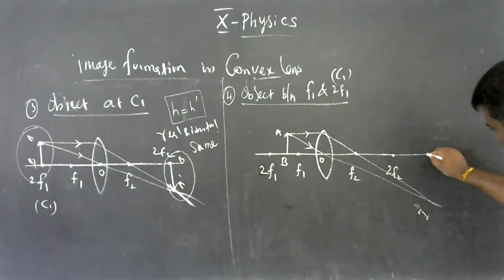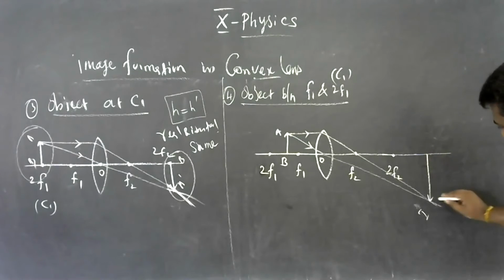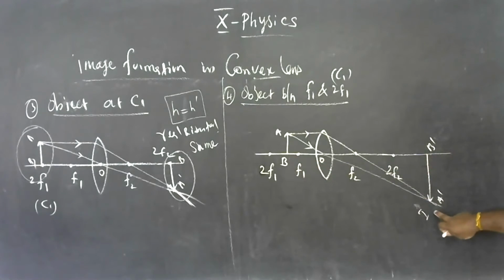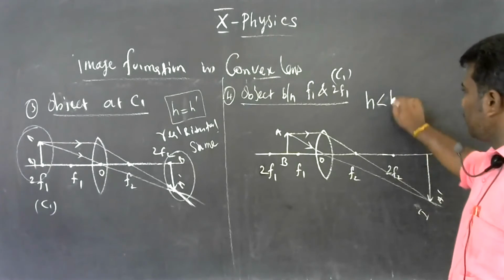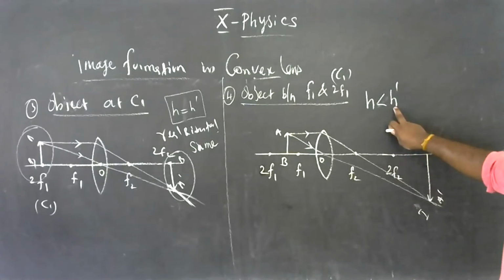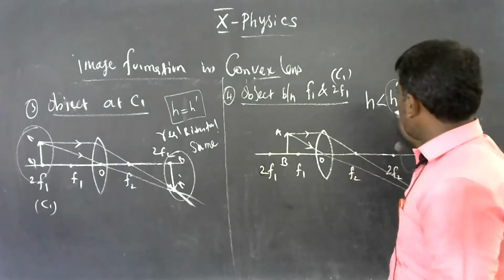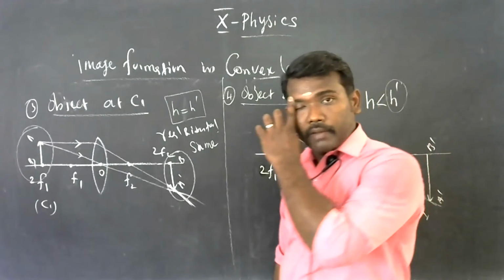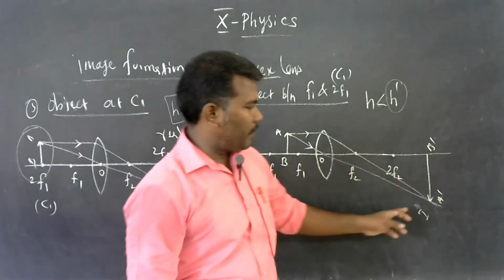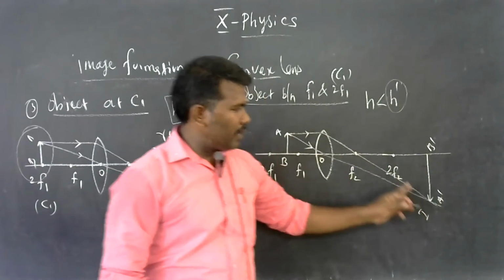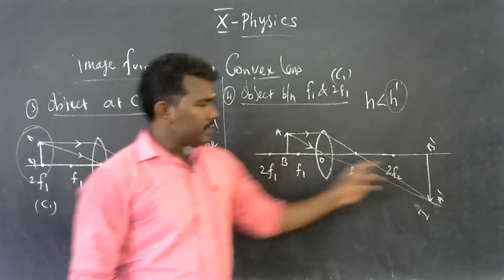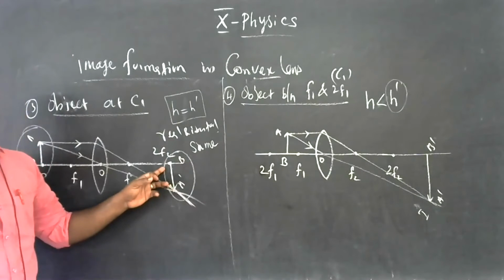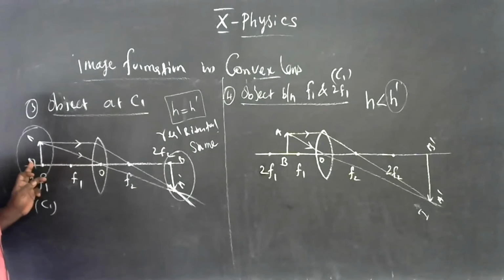So the image size, this one. This is A dash, this is B dash. Compare with the object height, the image height is greater. So H is less than H dash. Object height is less than the image height. So we are getting a very enlarged size image for the given object. The enlarged image will be formed beyond the point 2F2. Beyond 2F2. In the previous case, the image was formed at 2F2 because the object was located at 2F1.